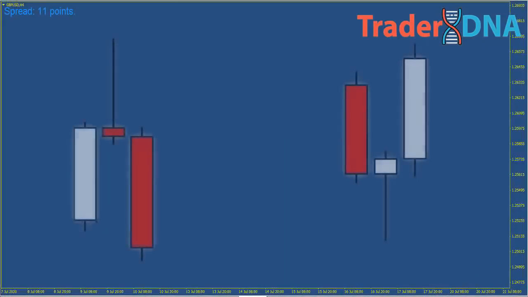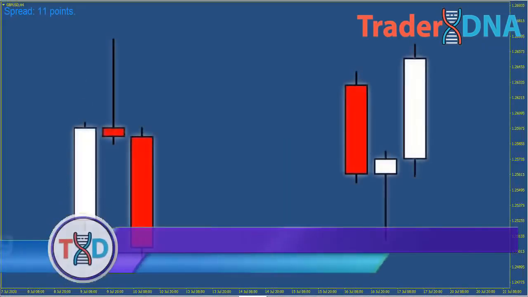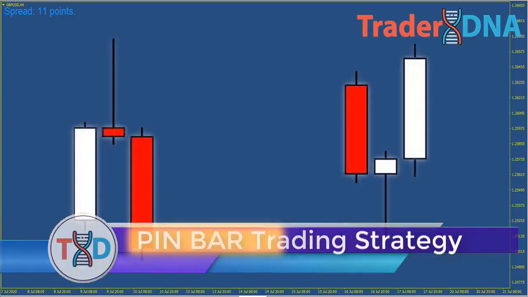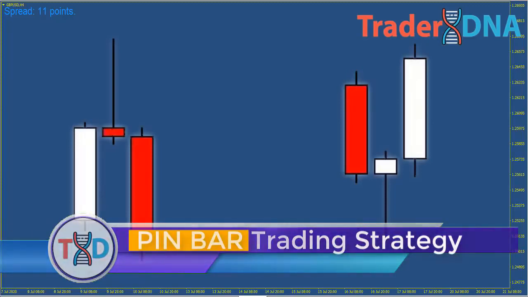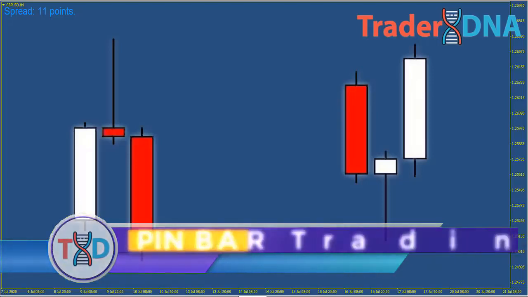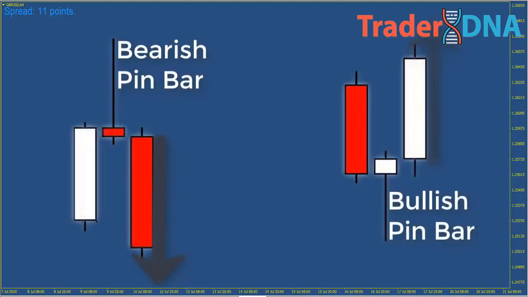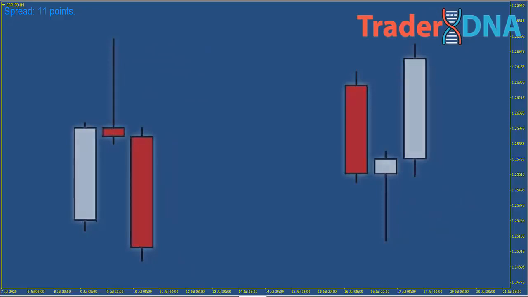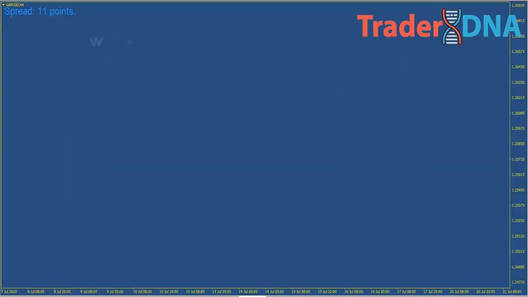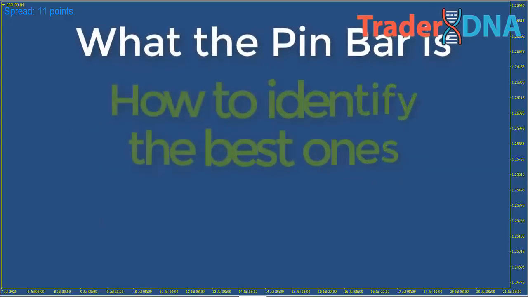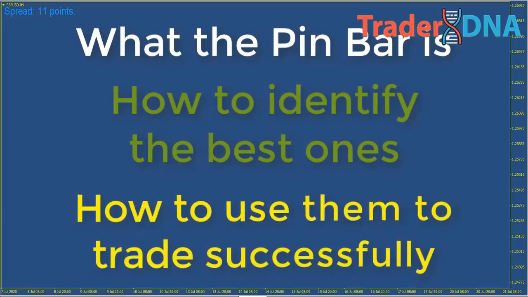Pin bar candlestick pattern. The easiest trading strategy that every trader must know. The pin bar, also known as a pin bar candlestick, is one of the most talked about price bars or candles in trading. This is because it is sometimes a relatively reliable signal that a sustained directional price move is about to happen, giving traders an opportunity to enter a new trade at a low risk compared to the potential reward. At the end of this video, you will understand what the pin bar is, how to identify the best ones, and how to use them to trade successfully.